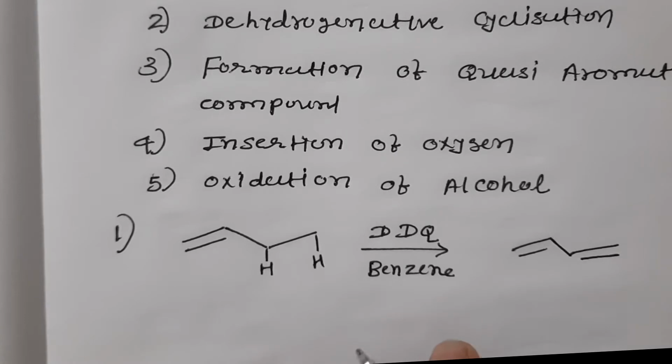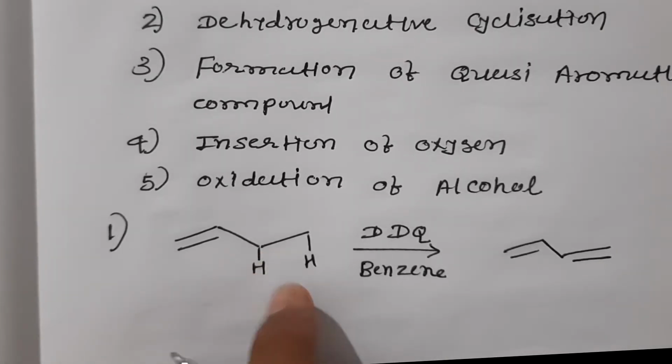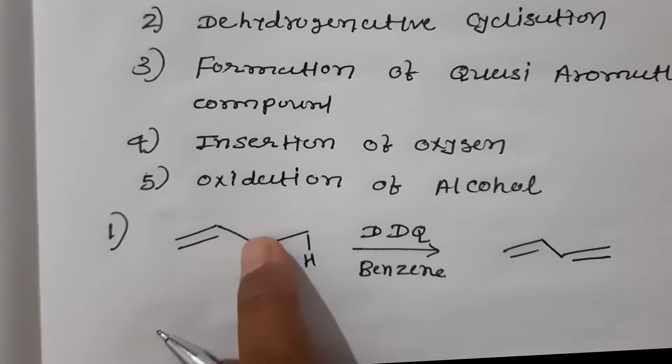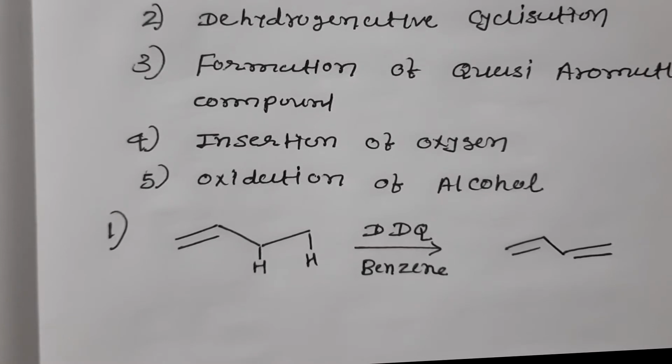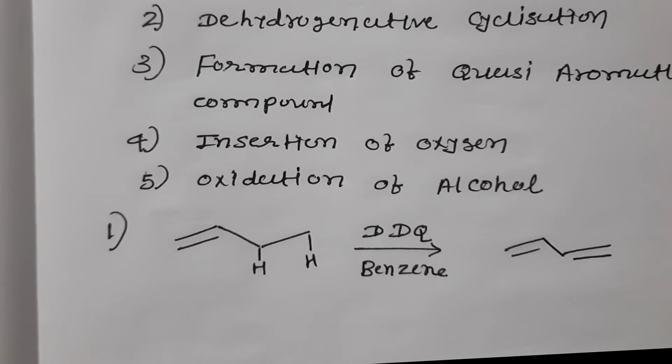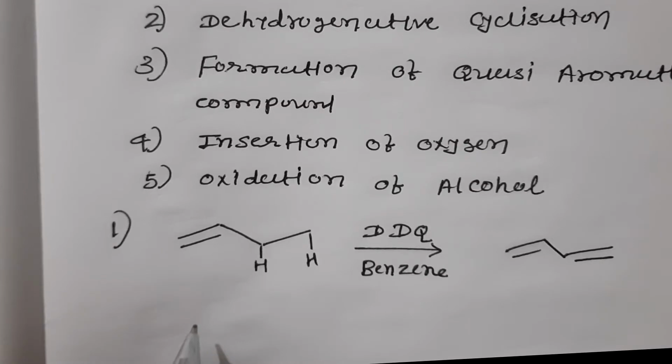And generally we will see in its mechanism that in the first step a carbocation will form, because in the first step H minus is removed from here. So generally a carbocation is formed here and it is stabilized by conjugation, and there is a possibility of rearrangement also. DDQ oxidizes the compound by dehydrogenating, and only if it possesses an active hydrogen, meaning allylic or benzylic hydrogen. If no active hydrogen is present, then the reaction will not occur.